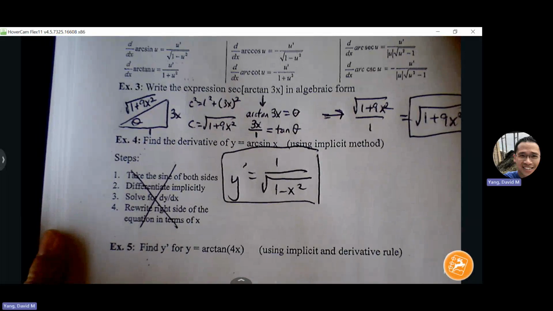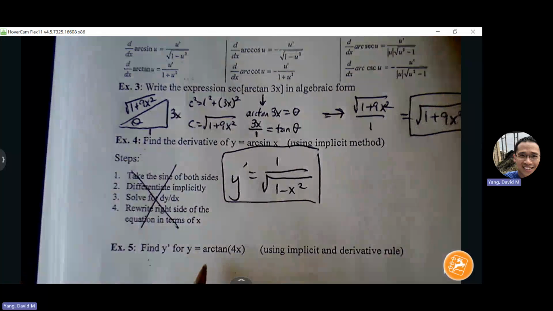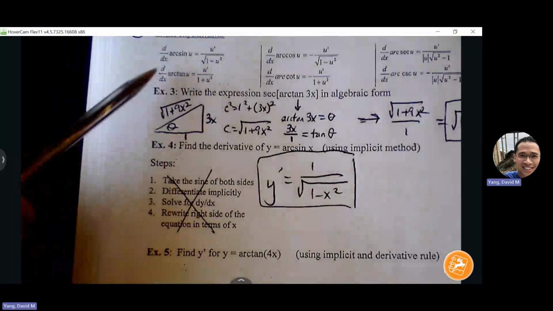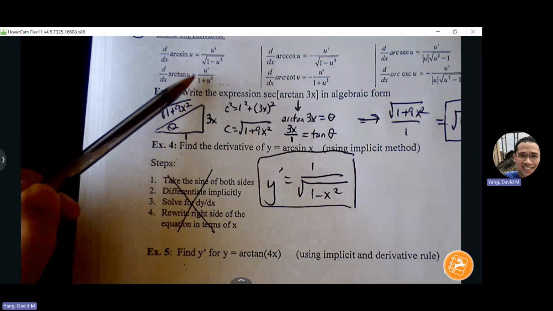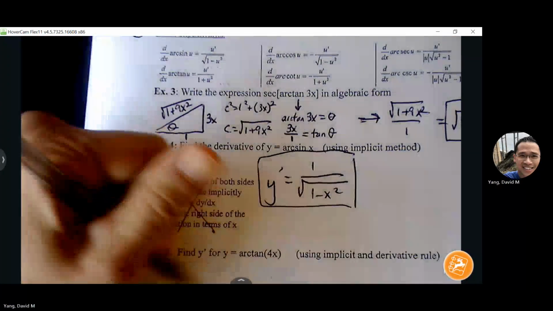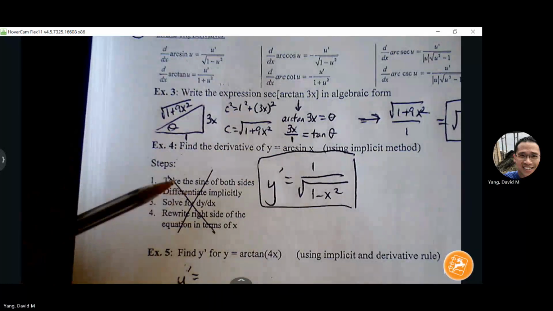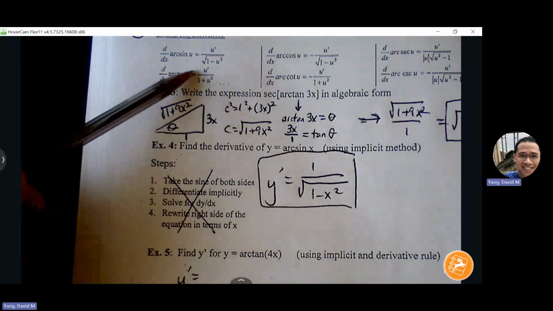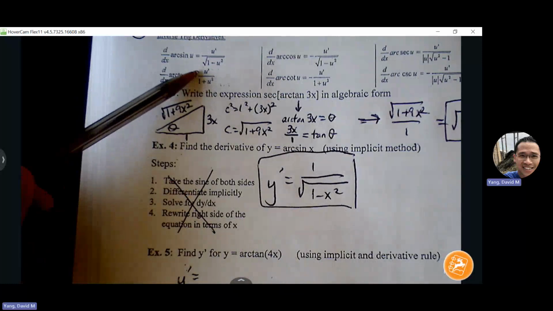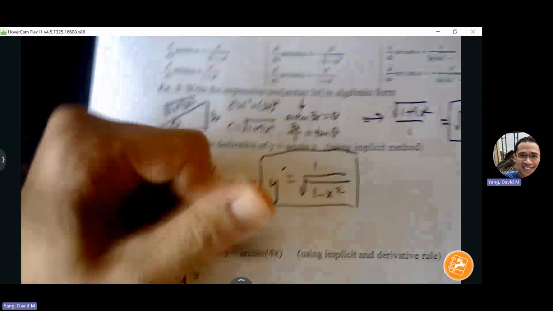So we're not doing the implicit method. All right, example 5. Find the derivative of y for y equals arctangent of 4x. So now we have a different rule to apply. Arctangent of u is u prime over 1 plus u squared. What's our u value? 4x. So u prime over 1 plus u squared. What's u prime going to be? It's 4.